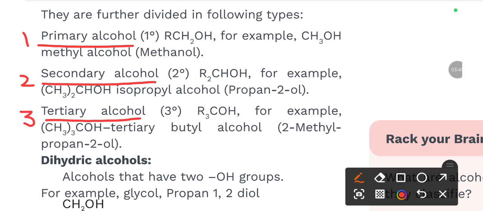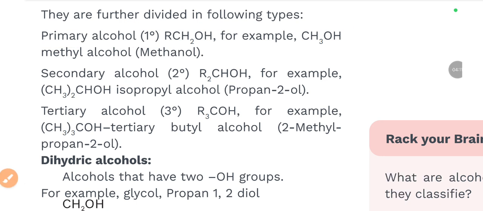Let us understand primary alcohol, which is also called 1 degree alcohol. The example taken here is methanol, or general formula RCH2OH. What does this mean? It means only the carbon to which OH is attached is further attached to one carbon only. For example, RCH2OH I am taking and I am trying to expand the structure of this.